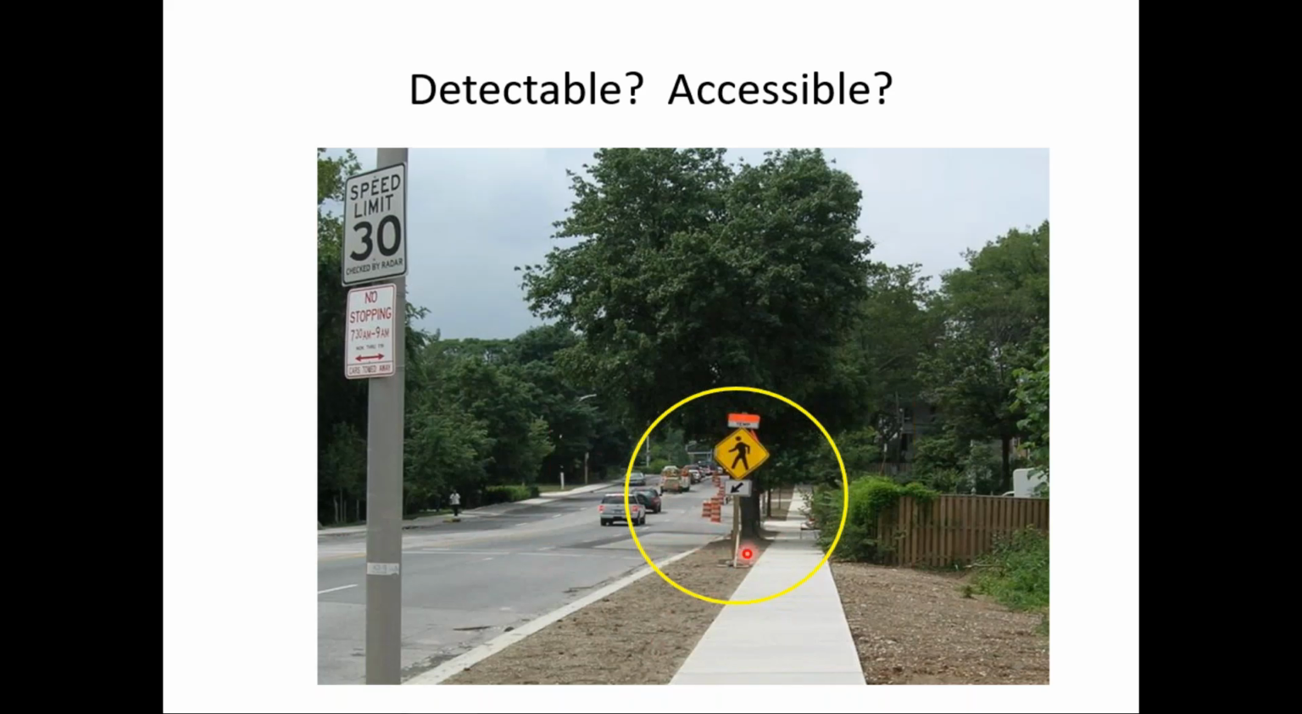But right now it looks like bare earth, and bare earth is not an accessible surface. It could be muddy, could be soft. So there's not an accessible route to the street. Also, it looks like there's a curb there, so there's no way for someone in a wheelchair to get into the street. There needs to be a curb ramp there. Even if it's just a temporary ramp, there needs to be a ramp to get pedestrians to and from the street. So unfortunately, this work zone is not detectable nor accessible.